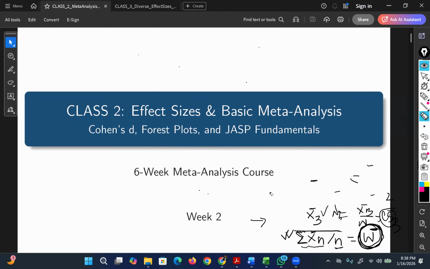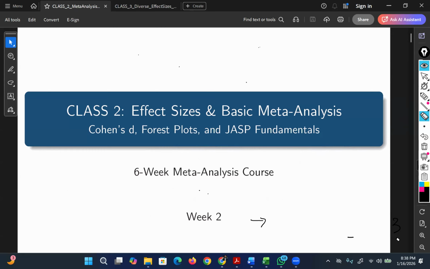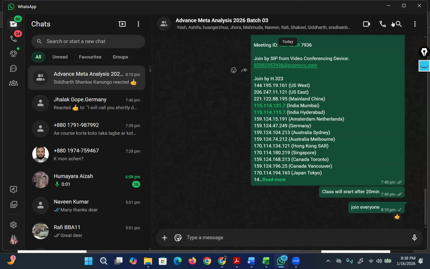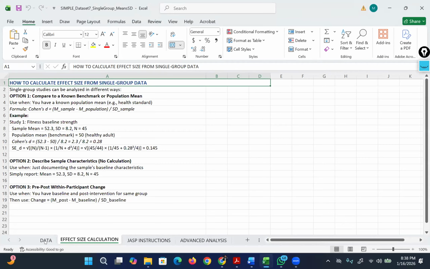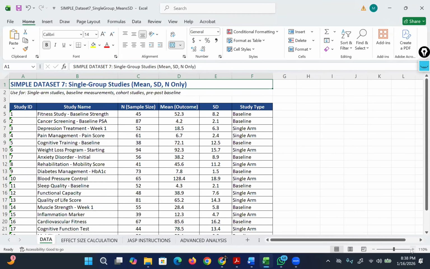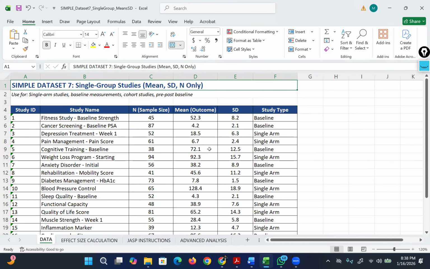Okay, very good. Now, let me share one of the data sets before we go to discussing this slide. So this is the data set. Can you see the data set, my dear learners? Yes, sir. Okay, so you see that this is called the single group studies. In these single group studies, we have the mean, standard deviation, and number of sample size only.